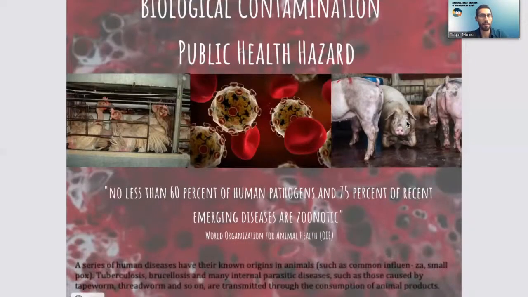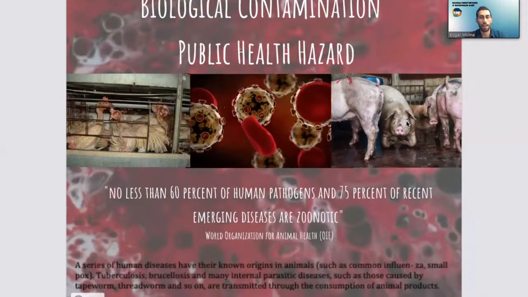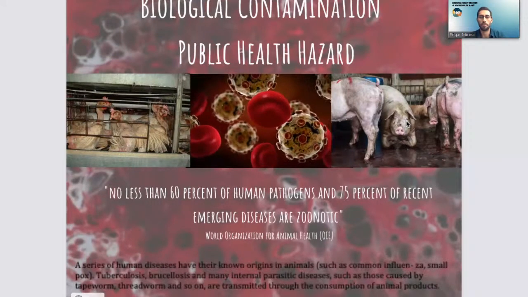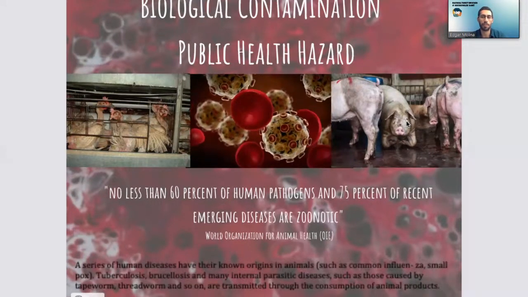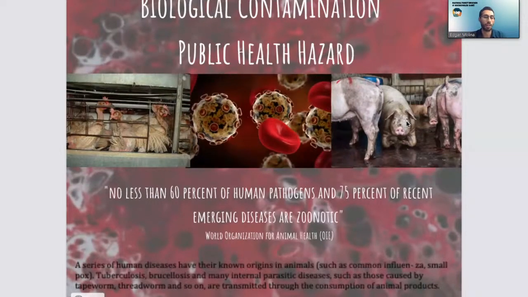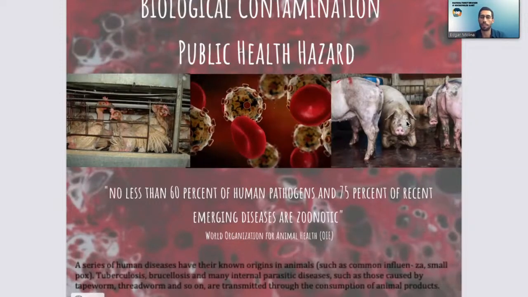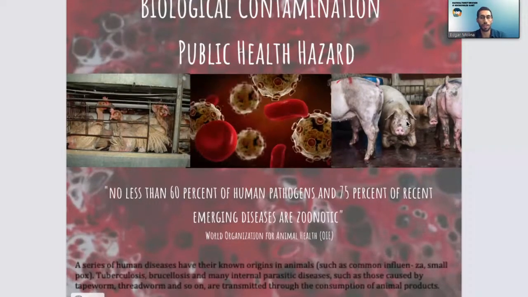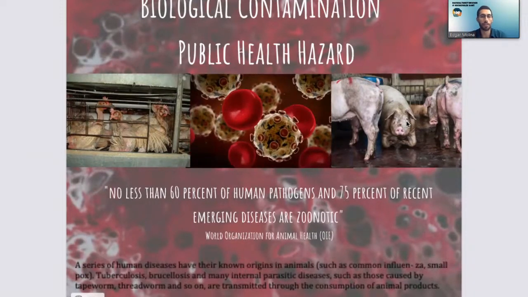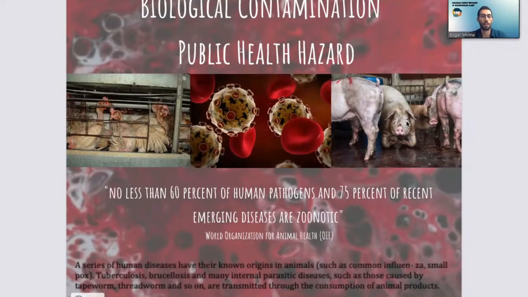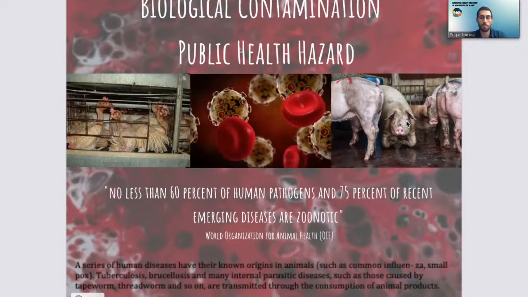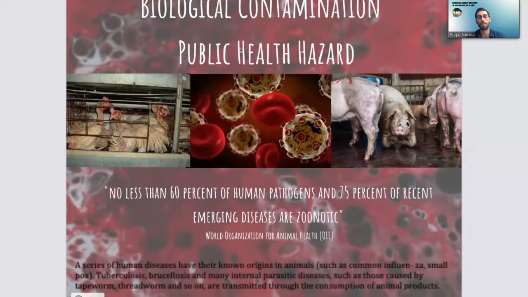Another problem is biological contamination and public health hazard. Because of the way these animals are confined, we can generate pandemics like the one that we're living now. Other diseases such as influenza, smallpox, tuberculosis, brucellosis, salmonella, etc., have been produced because of zoonotic transmission from animals, or bacteria and viruses produced because of the confinement of these animals. According to the World Organization for Animal Health, no less than 60% of human pathogens and 70% of the recent emerging diseases are zoonotic.